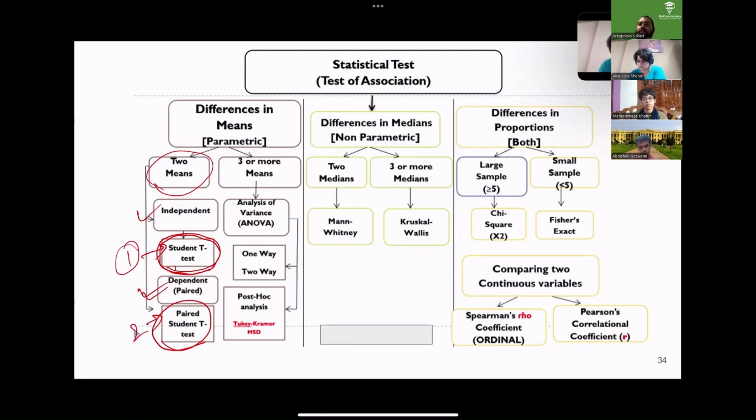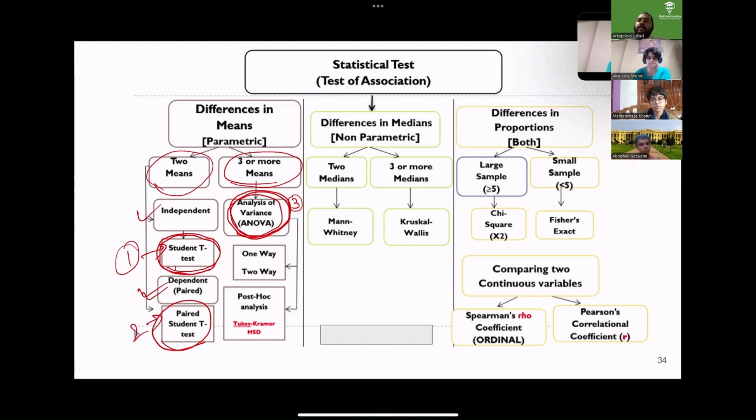Fine? Achha. Next is, if there are three or more, like we discussed Kolkata, Delhi, and Bardhaman, right? We will use ANOVA. This is called analysis of variance. ANOVA. This is your third test. Good with you all? So we have discussed 3 tests till now.